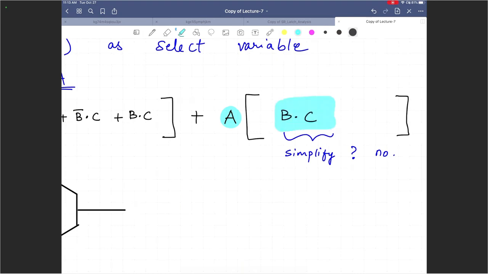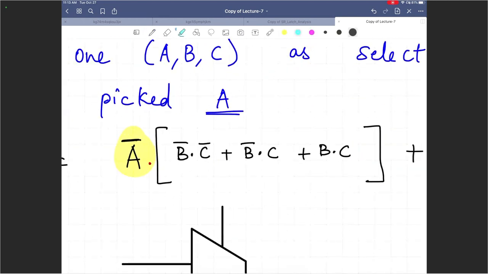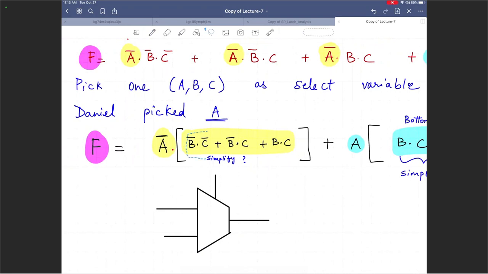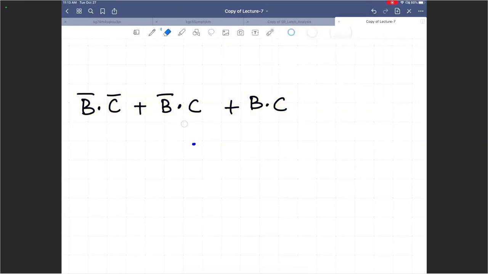Where is that going to go? This actually becomes your bottom input to the Mux. Next, can you simplify this? Yes. So where should we simplify? Maybe on the next page, because I think it's going to be a little bit of work. Let's try to simplify this.